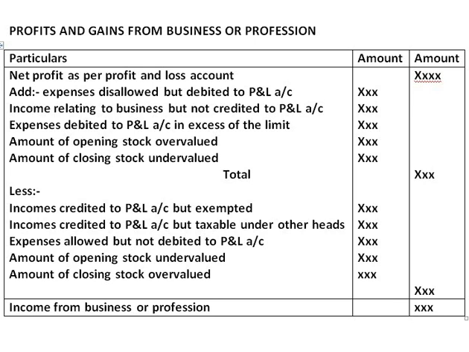Hello everyone. Today we are going to see the format of profits and gains from business or profession, which is the 5th unit in the income tax syllabus.